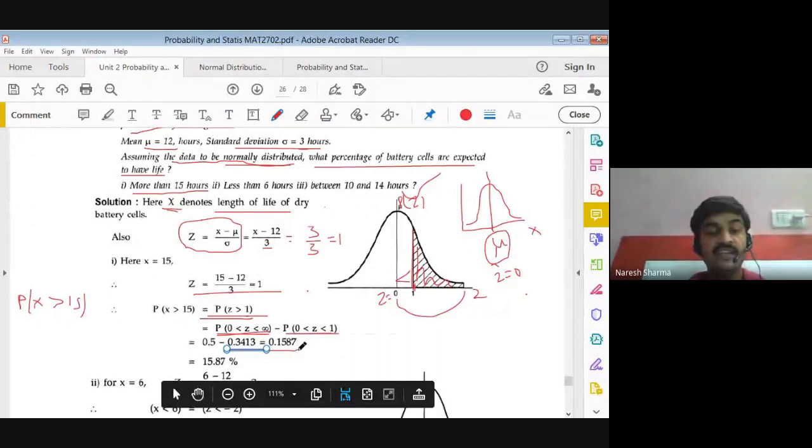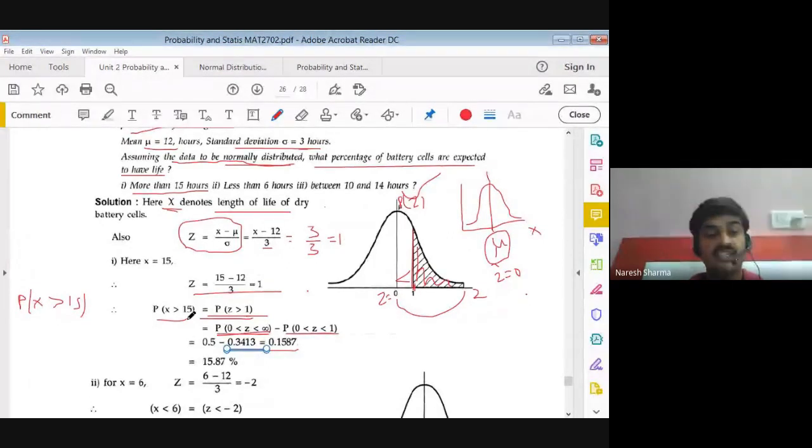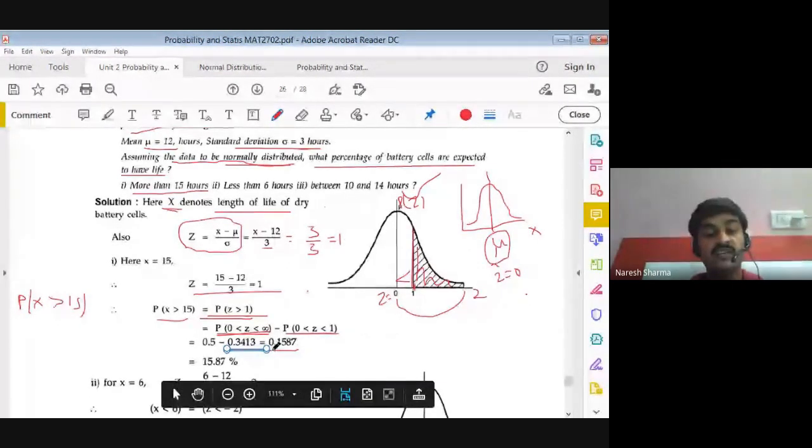The probability when x is greater than 15, meaning the life of the dry cell is more than 15 hours, is 0.1587. But it asks for a percentage, so we multiply this by 100, which gives 15.87%.